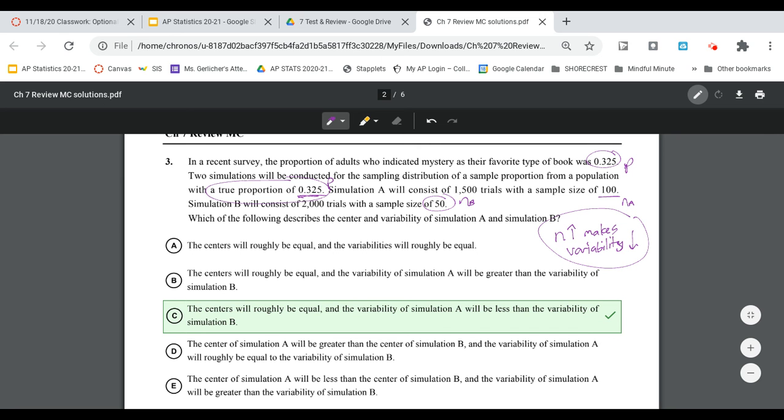Because if you have big samples and you end up with outliers in those samples, there are a lot of other data points to wash out those outliers. If you have little tiny samples, having an outlier in there will still have a pretty big effect, and so you'll end up with outliery, kind of extreme samples. Okay, so higher sample size makes for lower variability. That means simulation A has a higher sample size, so it should have a lower variability. A will be less.